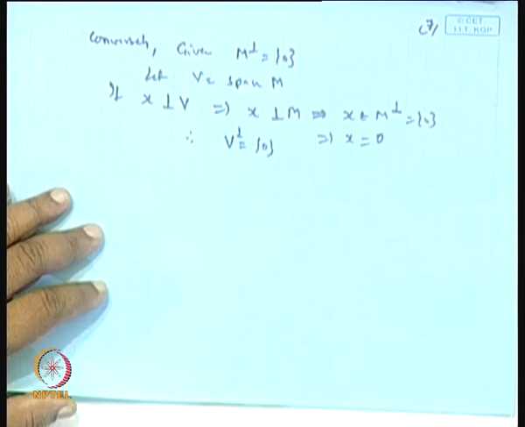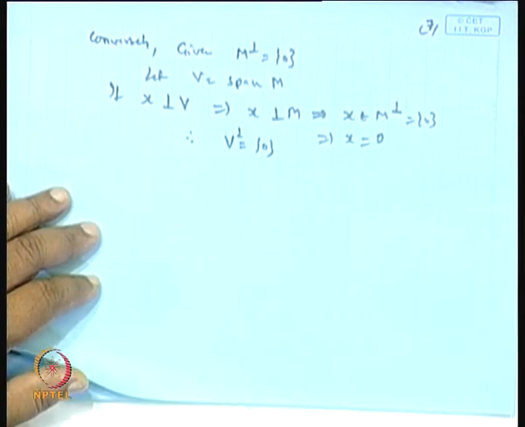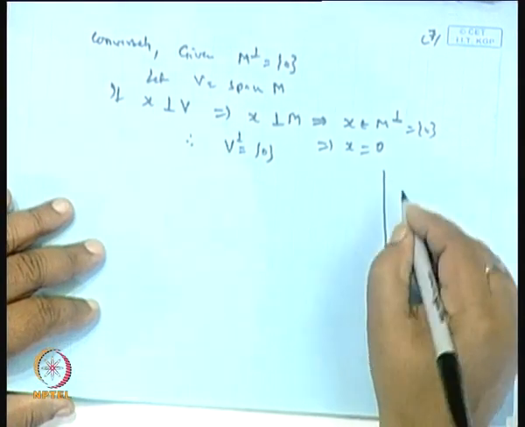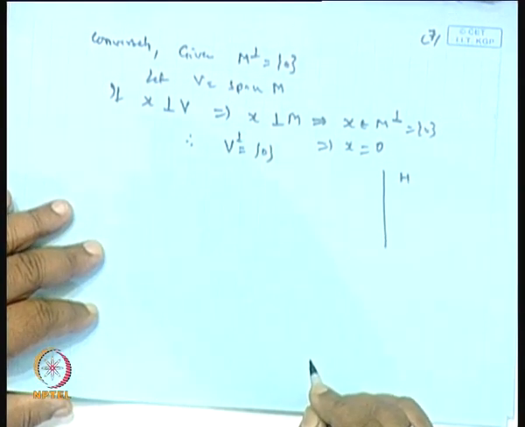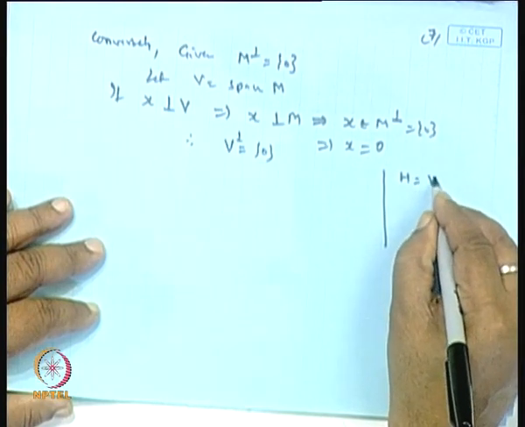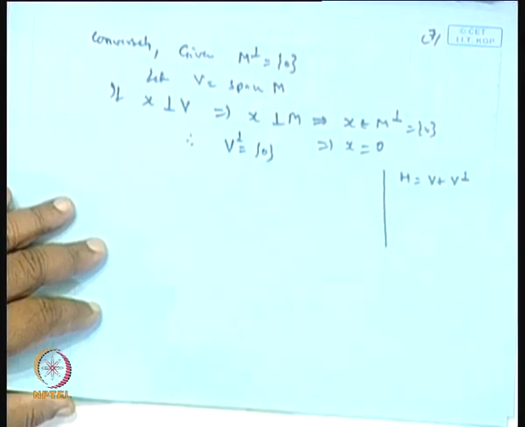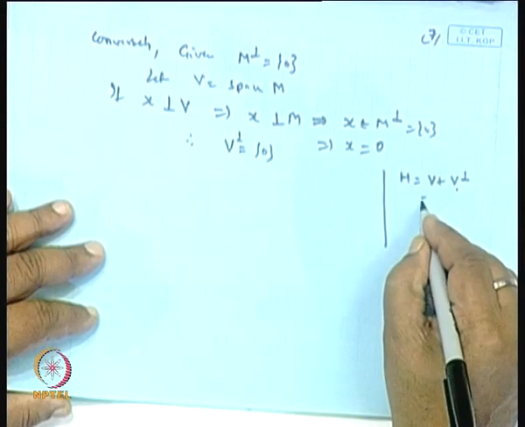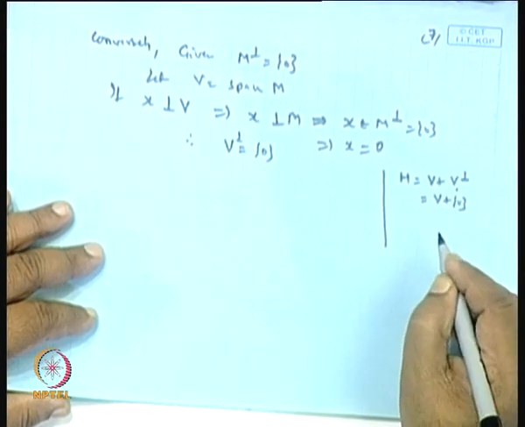Okay. The V perpendicular is 0. So V is in the subspace of this and V bar is okay. Now, let us take this as our H. H can be written as V plus V perpendicular. Okay. V perpendicular is coming to be 0. So this will basically be V plus 0, is it not?